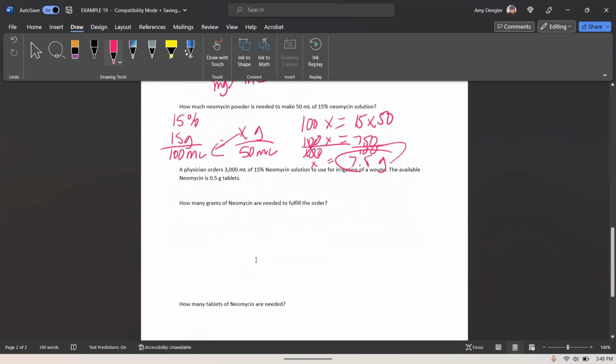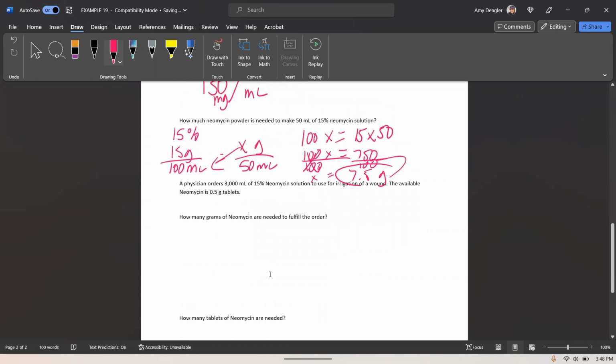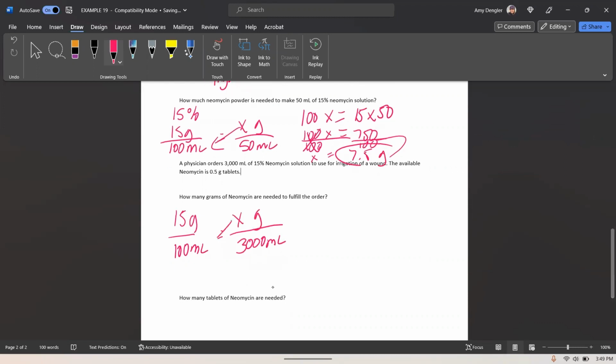All right, so next, a physician orders 3,000 ml of 15% neomycin solution to use for irrigation of a wound. The available neomycin is 0.5 gram tablets. How many grams of neomycin are needed to fulfill the order? Right. So our 15% of course is 15 grams over 100 ml. We need to make 3,000 ml. How many grams do we need to fulfill the order?